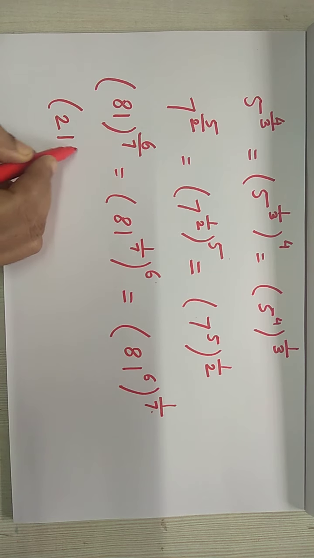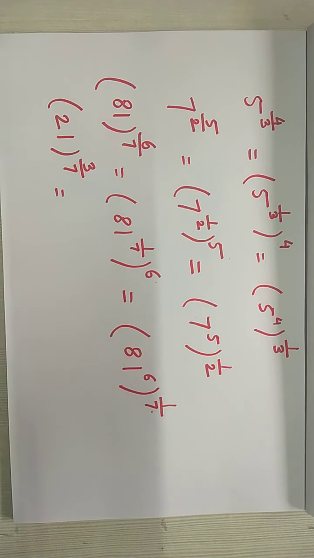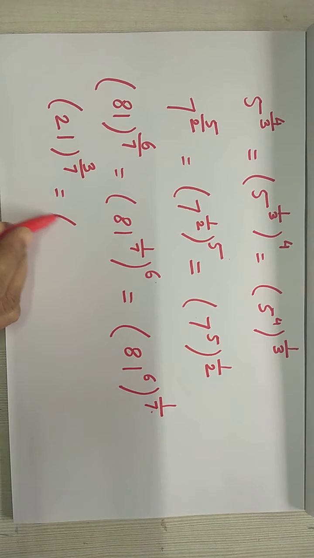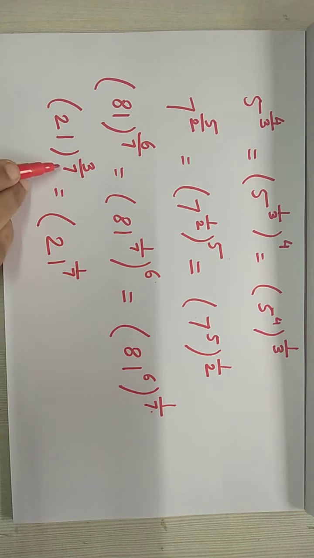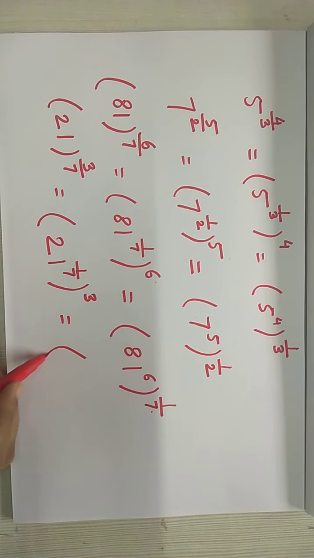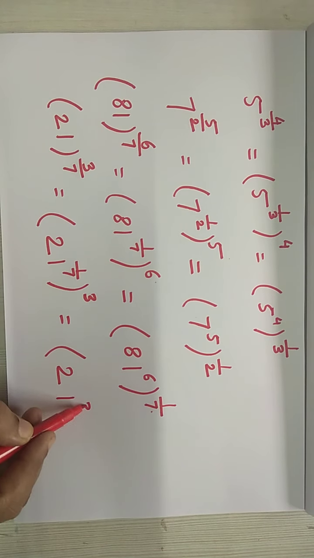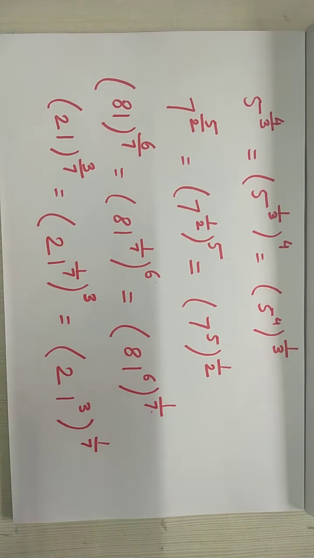Okay, let's take one more example now. 21 raised to 3 upon 7. Now how can 21 raised to 3 upon 7 be written? We can write 21 raised to 1 upon 7 first and 3 outside, or the other way is 21 with 3 inside and 1 upon 7 outside, like this.